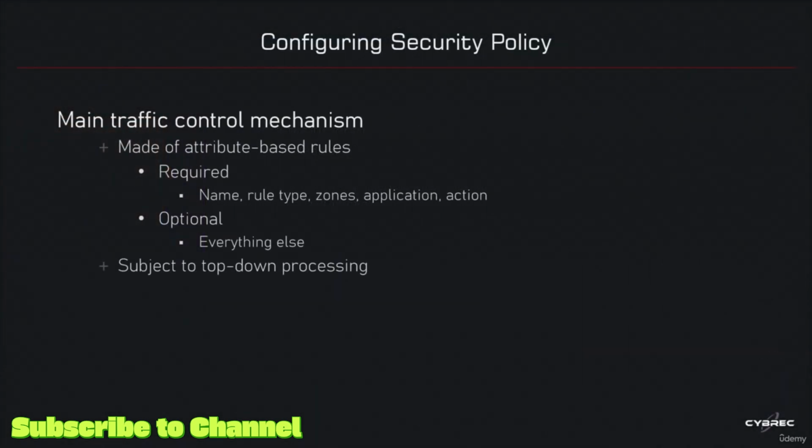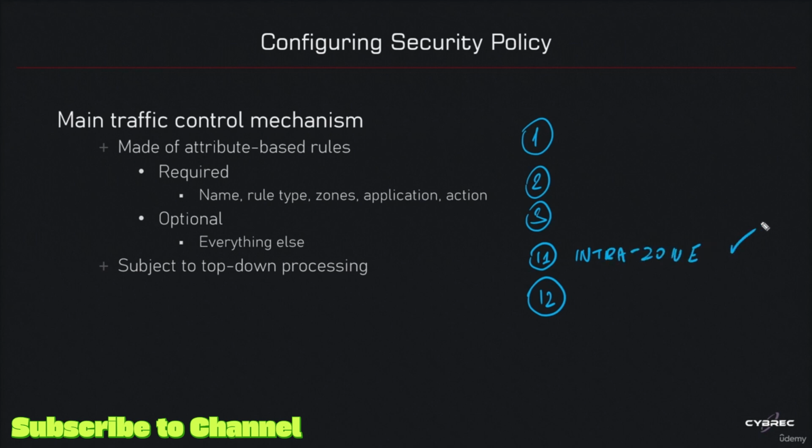And another important thing to remember about security policy is that it is processed top-down. For instance, if you have 3 rules, 1, 2, and 3, and by the way, as I said earlier, security policy is also going to include 2 implicit rules. I'm going to call it implicit 1 and implicit 2. The implicit one is the intra-zone rule that allows communication that remains within a single security zone.